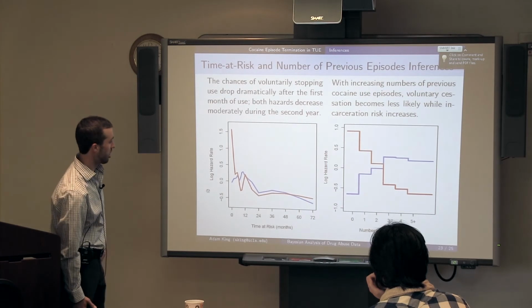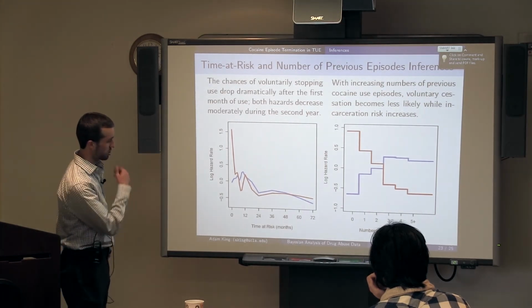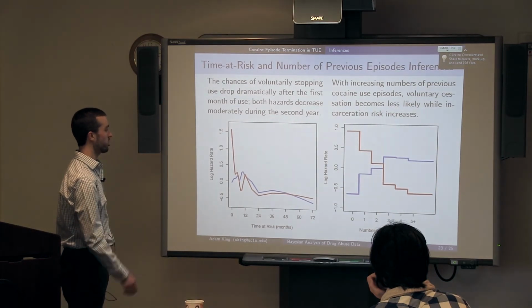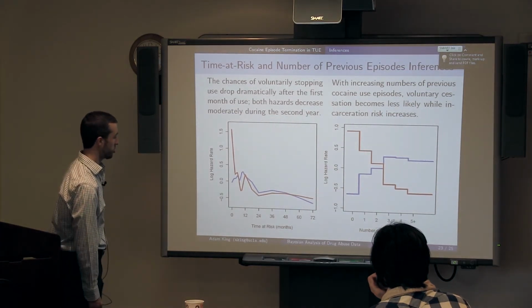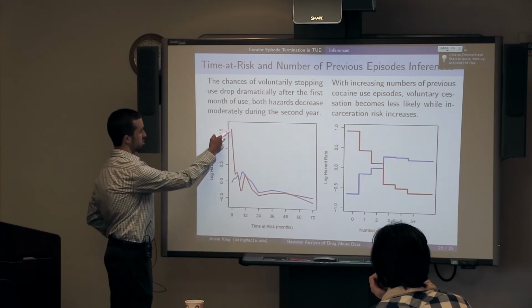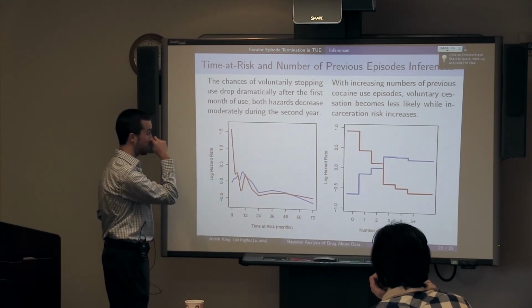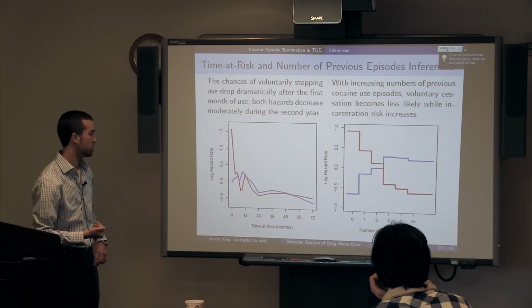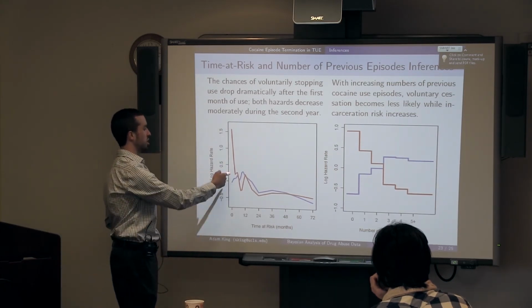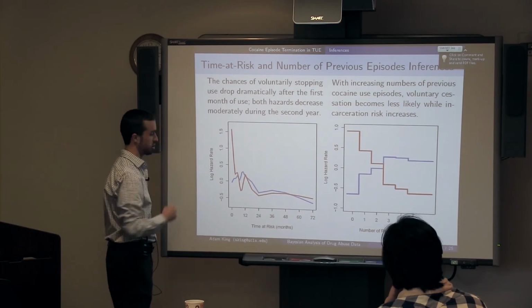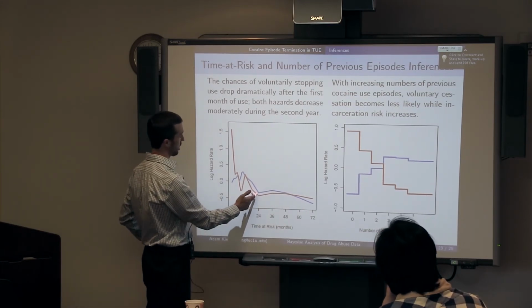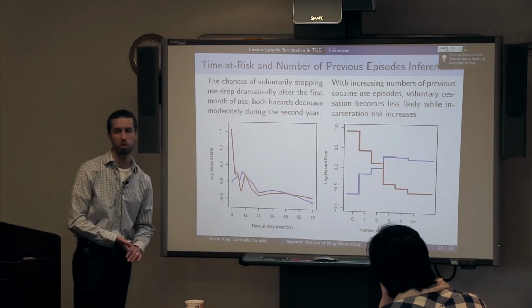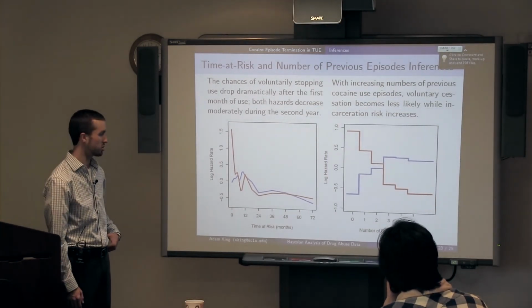Okay, and then we have two more plots. The first is depicting the relationship of time at risk with the hazards, and probably the most notable thing is that you see that the chances of voluntarily stopping use are much, much higher in the very first month of cocaine use than they are at any other time point. And then that dramatically drops off after the first month. And then the other feature that's of interest is around 2 years after they've started cocaine use, they're neither becoming incarcerated nor voluntarily ceasing use at high rates.